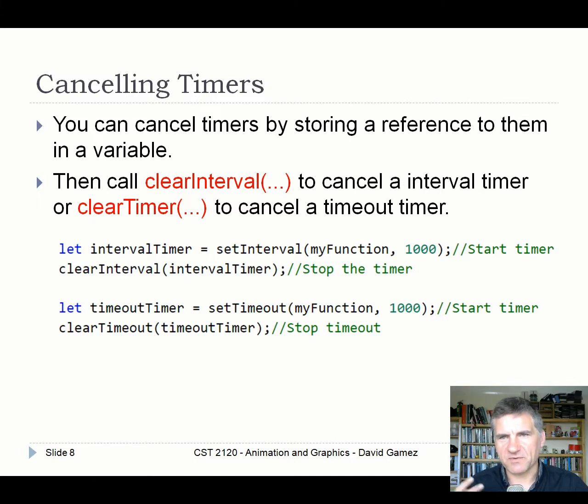And sometimes we don't want the timer to keep going indefinitely. We might need to cancel the timer sometimes, like at the end of the game or something like that. And then we can use the two methods, clearInterval or clearTimeout. So we've got an interval timer that's going to execute a function every 1,000 milliseconds in this case.